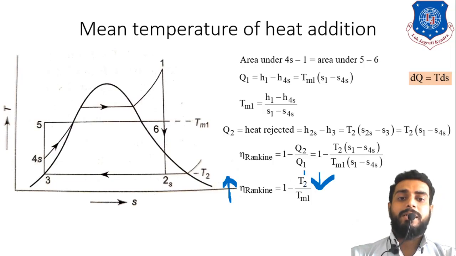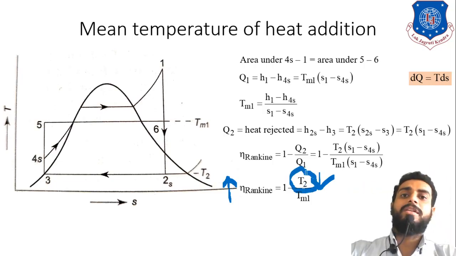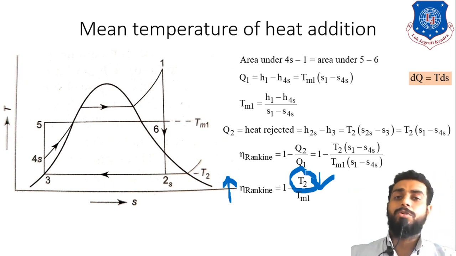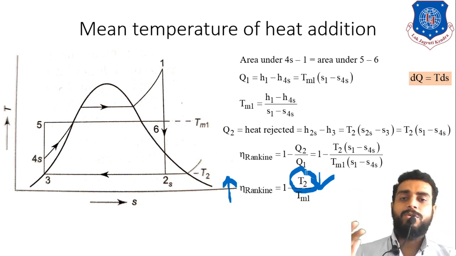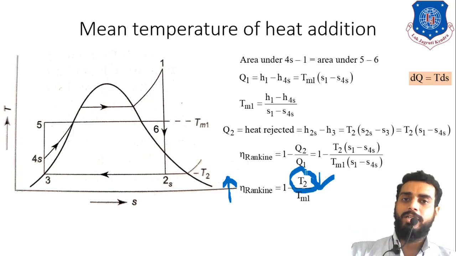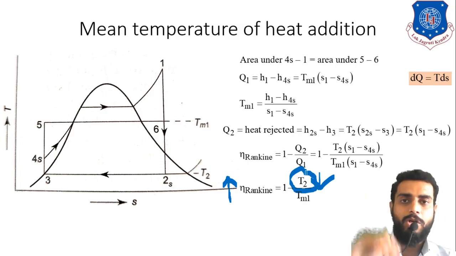So that means this T2 is now getting fixed. You cannot go below the atmospheric temperature, otherwise you would have to do refrigeration. Practically you can go down to 25, 30 or 35 degrees Celsius, that is the atmospheric temperature. You cannot go beyond that temperature.